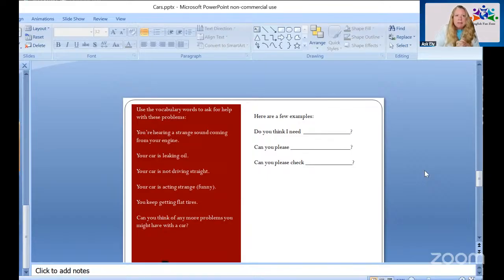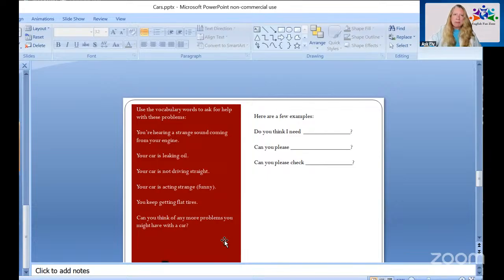You keep getting flat tires. What question? Yeah. Do you think I need new tires? Can you please check why I keep getting flat tires? The mechanic might say, well, quit rolling over nails. Quit driving over nails.